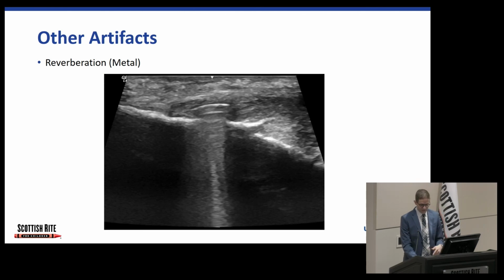Here's an image of some of the artifact we may see. So this is an image of a screw that's in a patient's leg. You can see how it looks a little bit fuzzy there. With the sound waves bouncing off the metal, it creates these reverberation artifacts is what it's called. So the images just aren't as clear.